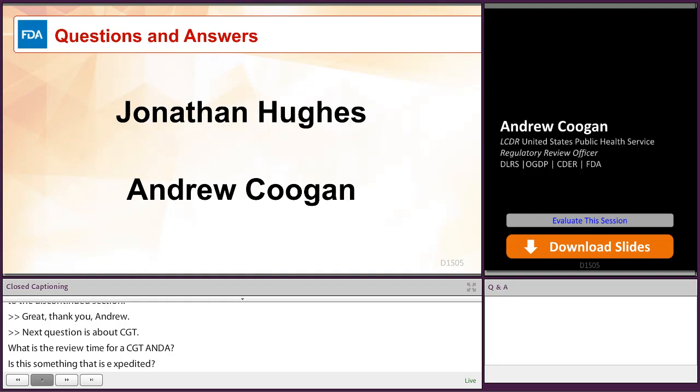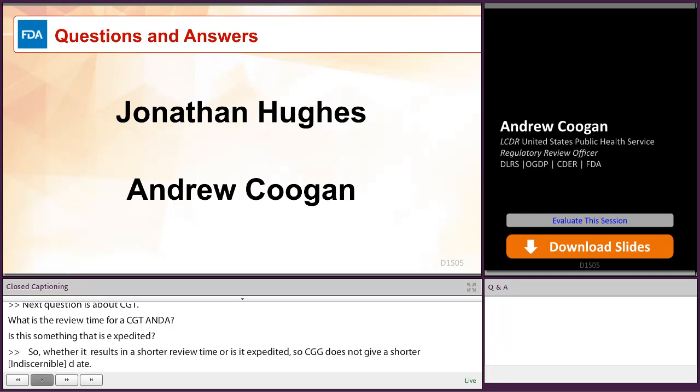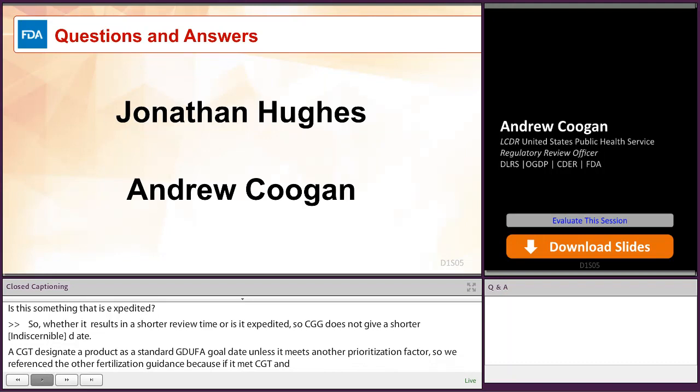So CGT does not give a shorter GDUFA goal date. A CGT designated product has a standard GDUFA goal date unless it meets another prioritization factor. So we've referenced the other prioritization guidances. If it met CGT and something else under those prioritization guidances, it could get a shorter GDUFA date. But CGT designation itself does not result in a shorter GDUFA date.